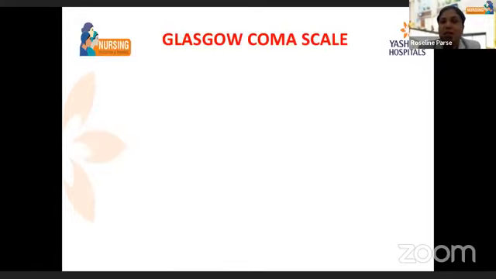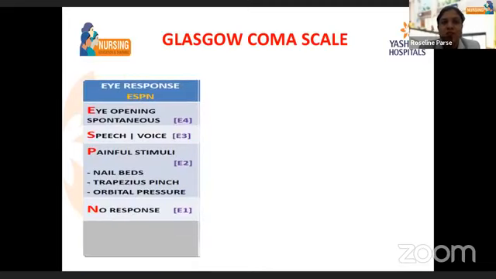So the next scale, the most important and the common scale used for neurological assessment, is the Glasgow Coma Scale. Okay, it has 3 components, as we all know. The first one is eye opening. Second one is verbal response. The third is motor response. So eye response, the highest score is 4. The minimum score is 1. If the patient is opening his eyes spontaneously, he's opening on his own, he's closing on his own occasionally, it is E4. If he's responding to your voice, then it is E3. Painful stimuli, E2. No response at all is E1.